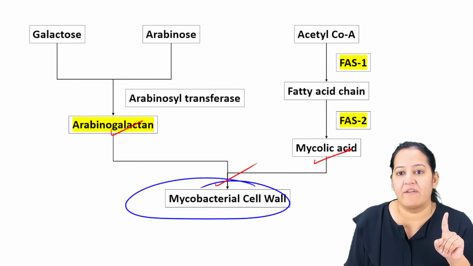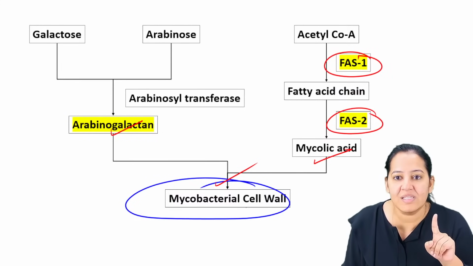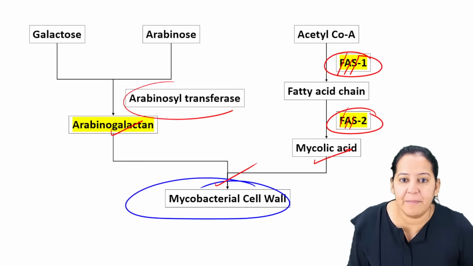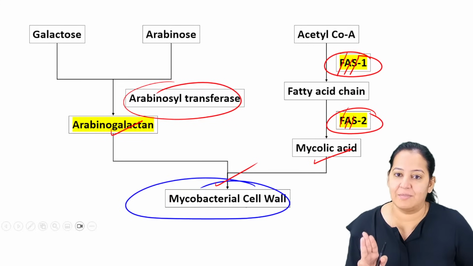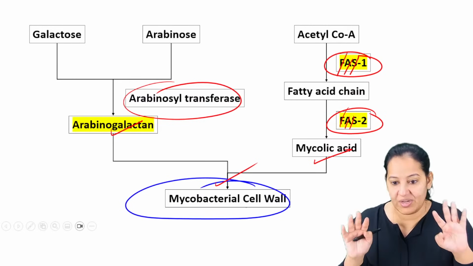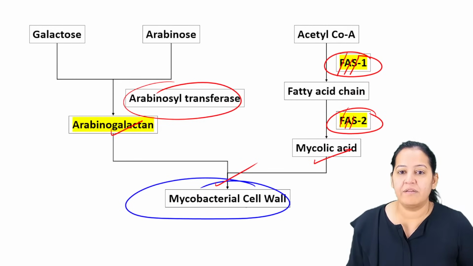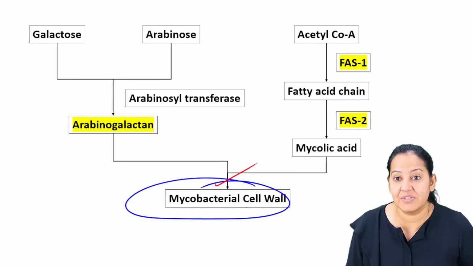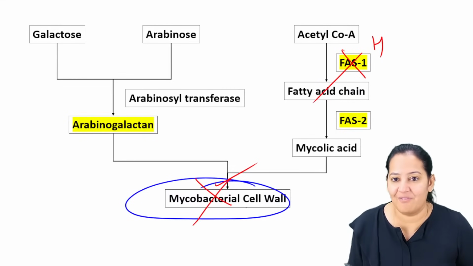Three enzymes are required: FAS1, FAS2, where FAS is fatty acid synthetase 1 and fatty acid synthetase 2, and arabinosyl transferase. These are the three enzymes required and ultimately it forms the cell wall. These three enzymes are present in the bacteria. Now I'm teaching you the five drugs, HRZES. H, that is isoniazid, inhibits FAS1. No FAS1, no cell wall.